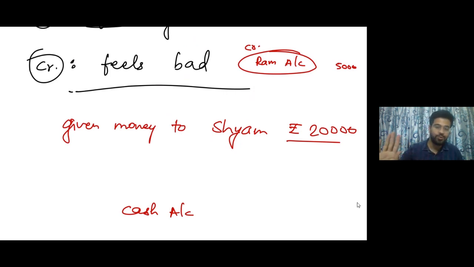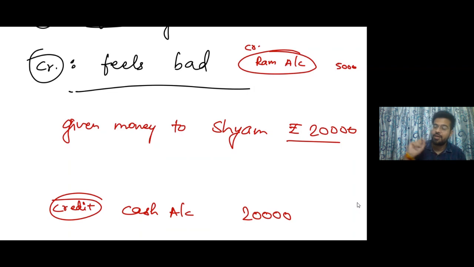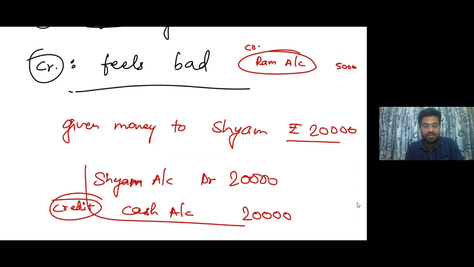So when the cash is going out, you are feeling bad. So 20,000, this will be credit. But there is another effect. If I have given Mr. Sham 20,000 rupees, he will pay me back after some time. And whenever he pays me back, I will get the money. So I am happy that in future, Mr. Sham will return me that money. So what will I do for the Sham account? Sham account would be debited. Is it clear, everyone? Now the process is very, very simple.